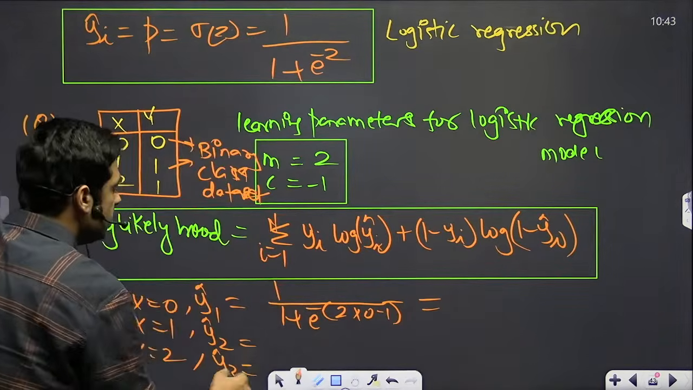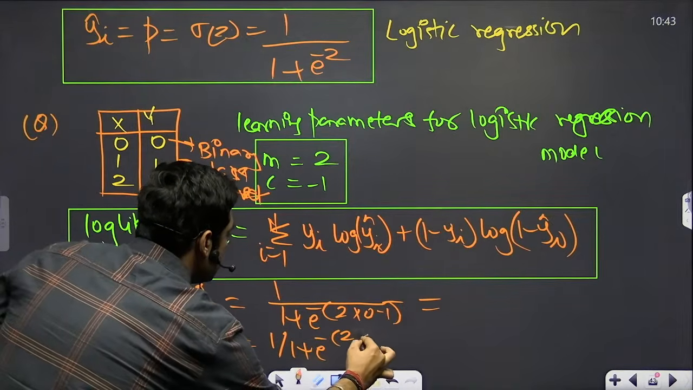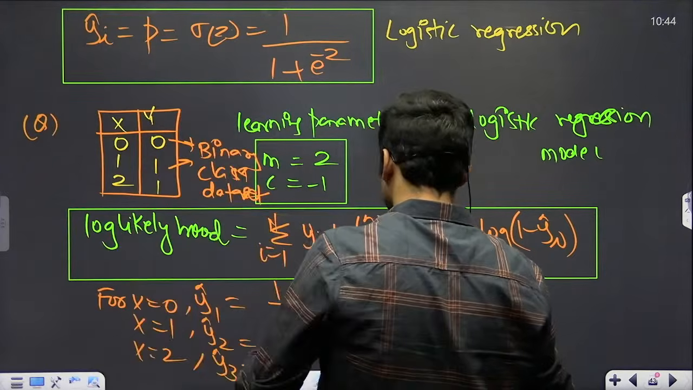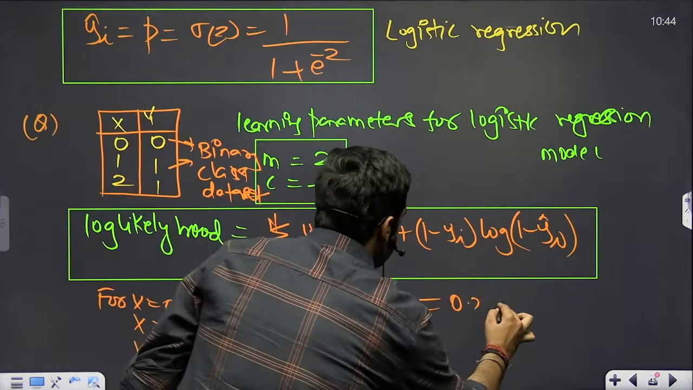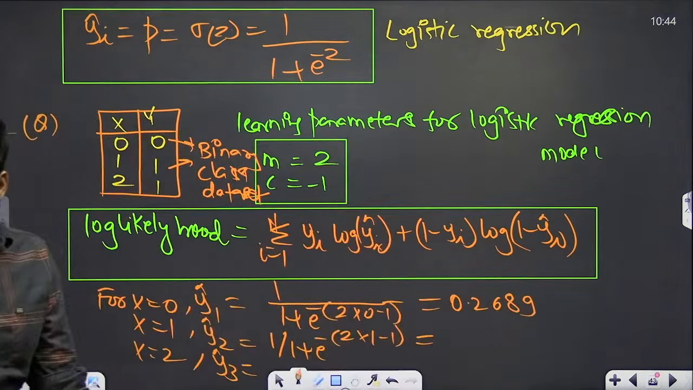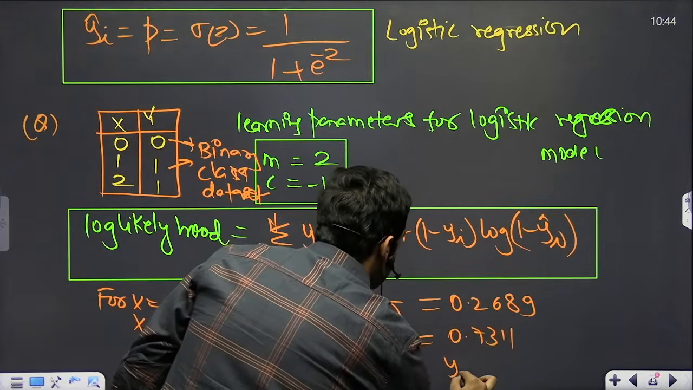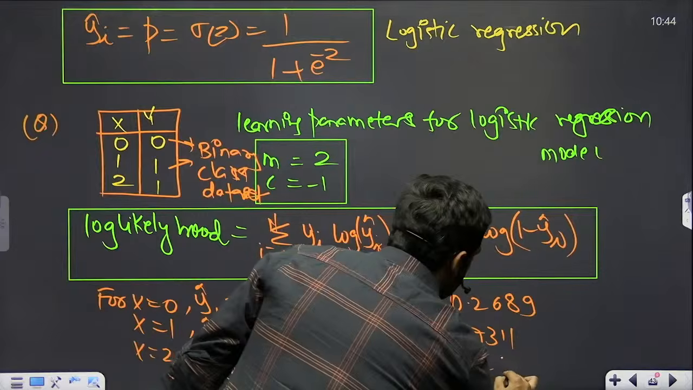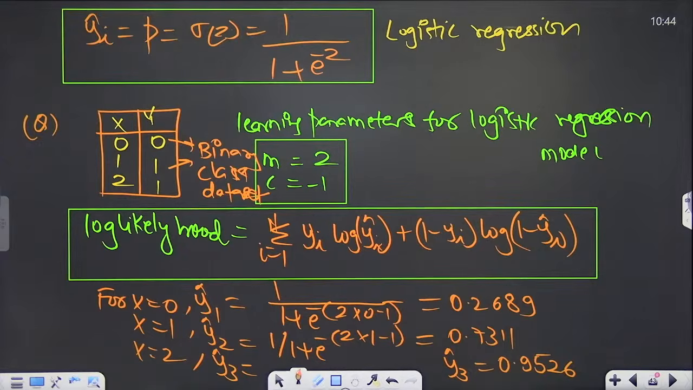Just calculate this probability. Similarly here, 1 upon 1 plus e to the power of minus (2 into 1 minus 1), and similarly calculate y hat 3. All the probabilities you calculate: you'll be getting 0.2689, the next is 0.7311, and y3 hat you would be getting as 0.9526.